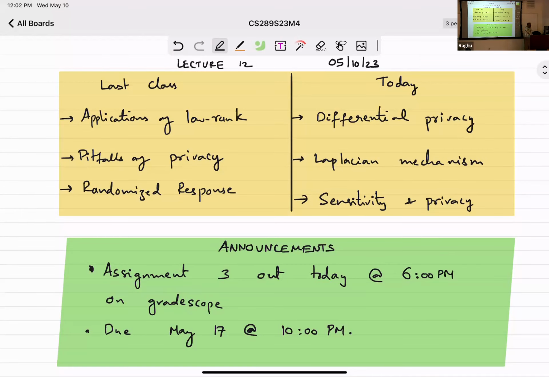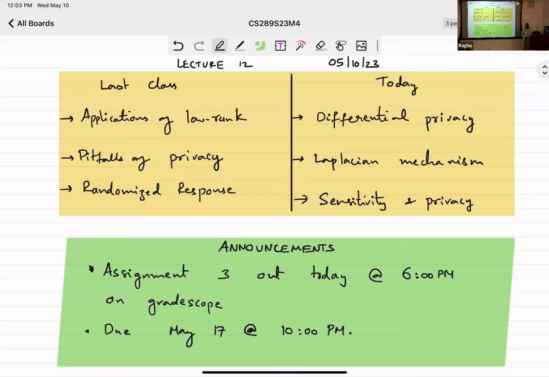Last class, we talked about an application of low rank approximation to matrix completion and how you can combine SVD with gradient descent and some other variants. Then we started discussing the new topic, which is privacy. We first said, okay, privacy might seem easy. You can just do some anonymization, but that doesn't work. We saw various examples of that. And then we made an attempt at getting some kind of trade-off between accuracy and privacy for a simple enough setting, which was randomized response.